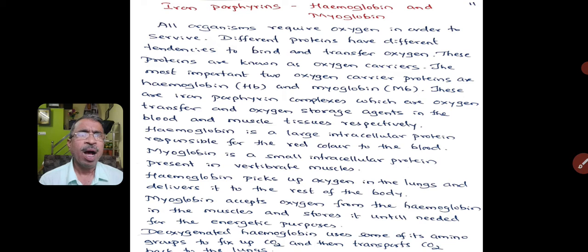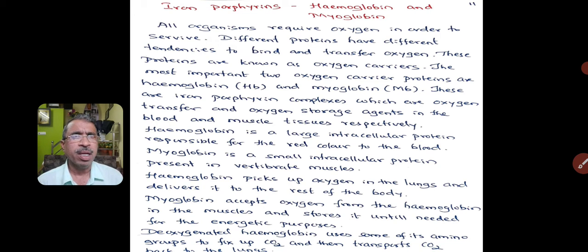Hemoglobin is a large intracellular protein responsible for the red color of the blood. Myoglobin is a small intracellular protein present in the vertebrate muscles. Hemoglobin picks up oxygen in the lungs and delivers it to the rest of the body. Myoglobin accepts oxygen from the hemoglobin in the muscles and stores it until needed for energetic purposes.